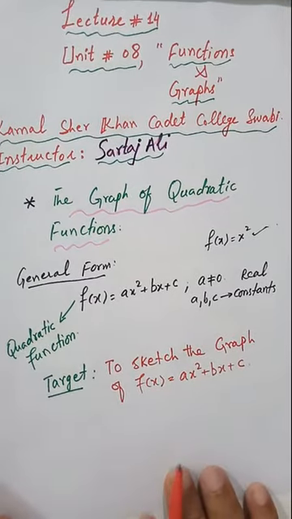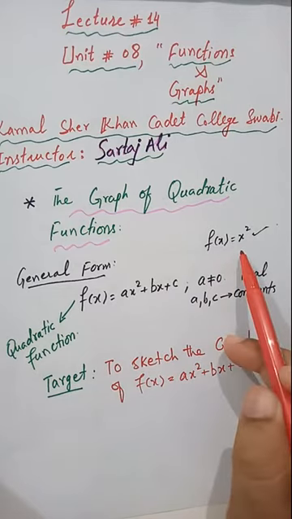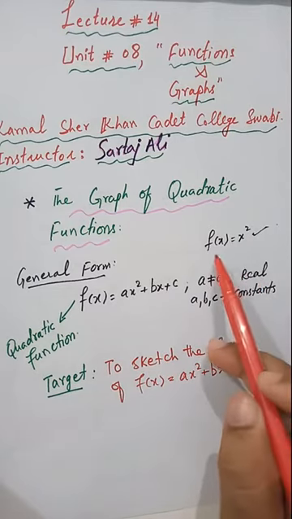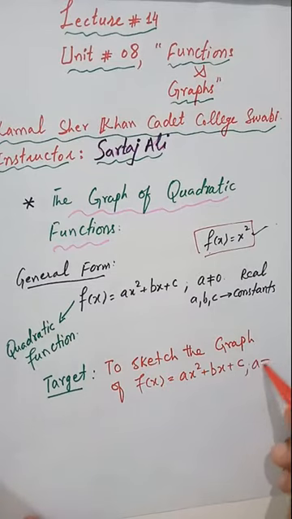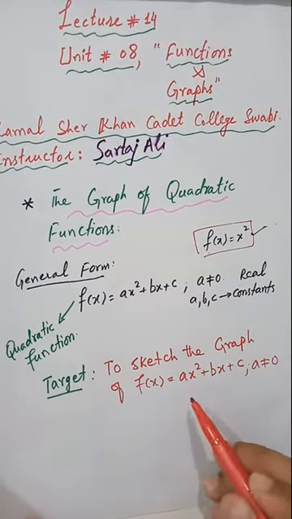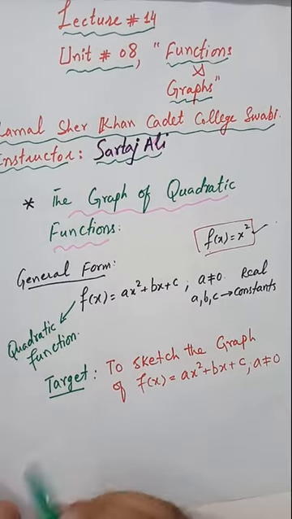Remember that the domain of this function is the set of real numbers, and the range will be non-negative real numbers if this is the special form. But now we are discussing the general form. a must not be equal to 0, because if a is equal to 0, then it will not remain quadratic, it will become linear. So you must remember the first point.